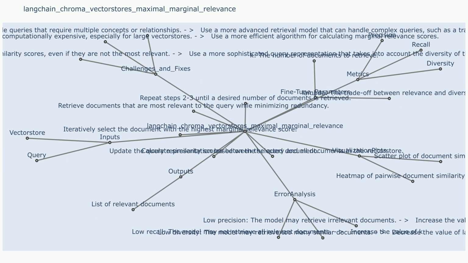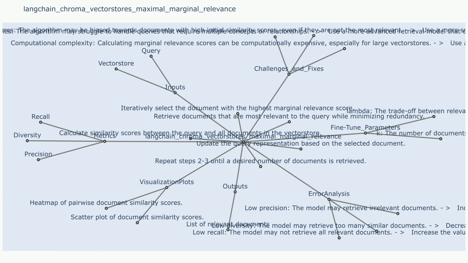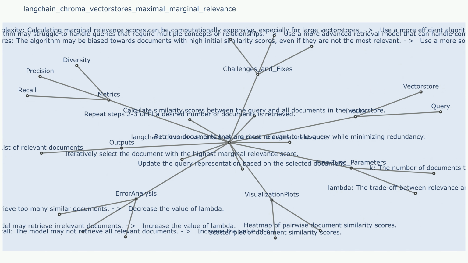Steps. Initialization: start by retrieving a small set of the most relevant documents based on their similarity to the query. Iteration: in each iteration, calculate the relevance score of each document in the vector store against the query and the diversity score of each document against the already retrieved set of documents. Selection: choose the document that has the highest combined score, balancing both relevance and diversity. Update: add the selected document to the retrieved set and repeat the process until the desired number of documents K is reached.